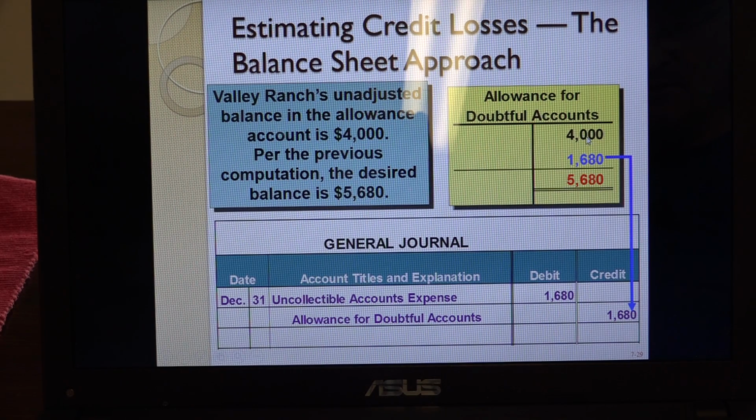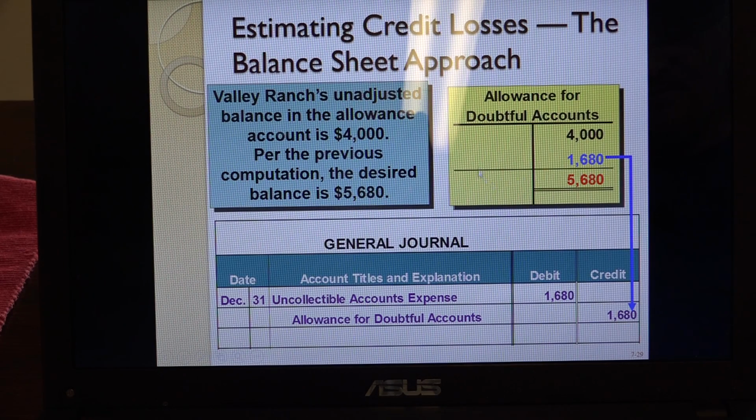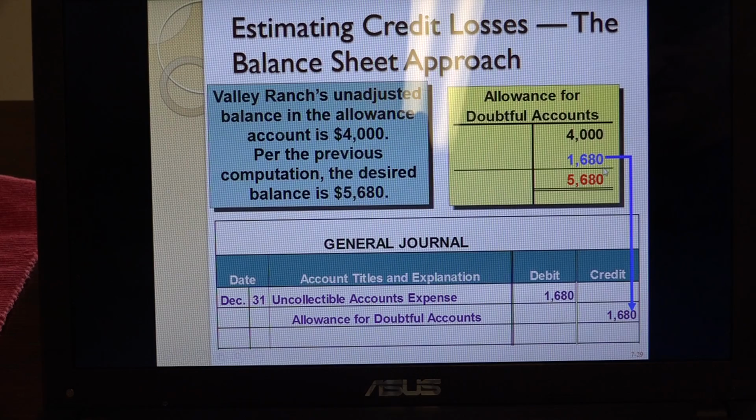So you're simply going to debit uncollectible accounts expense or bad debt expense for the difference, which is 1,680. And of course, 1,680 credit to your allowance for doubtful accounts, which gets the balance in that contra asset account up to 5,680. Okay?